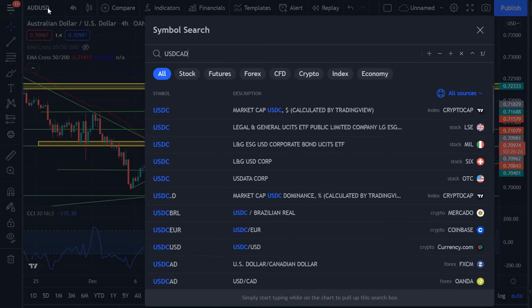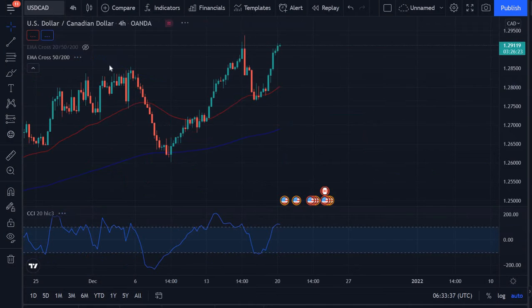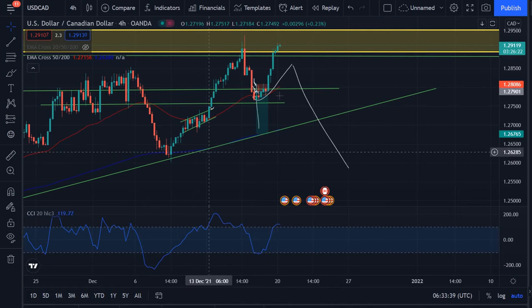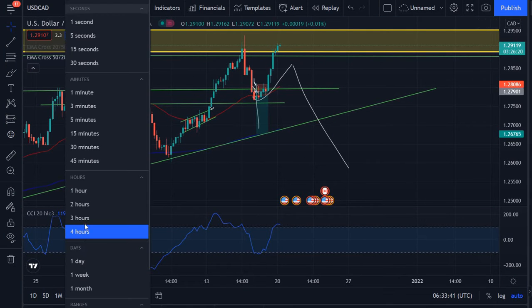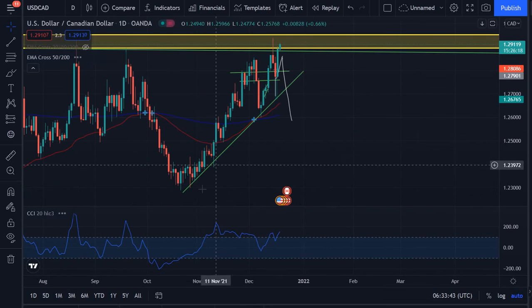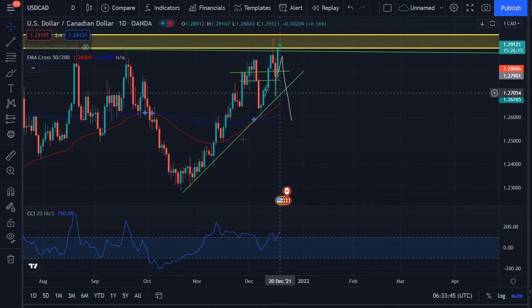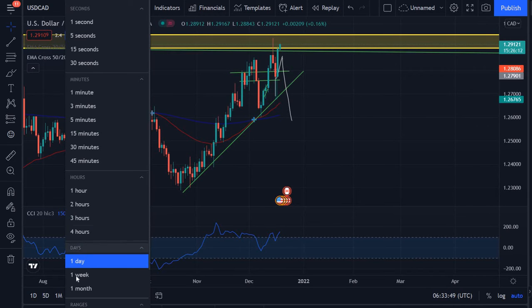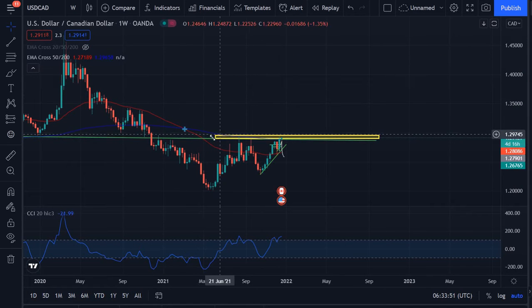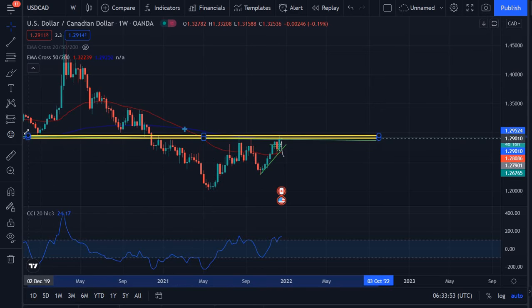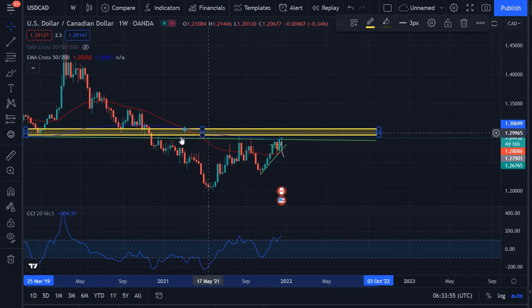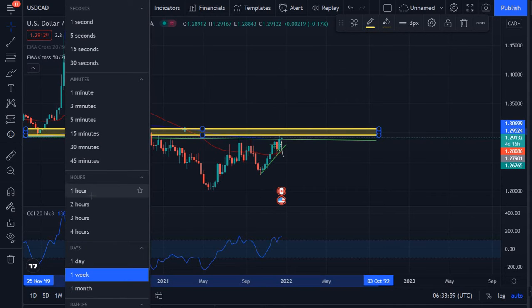So taking a look at USDCAD next. On the daily, we pretty much traded along this trend line to the upside, and now we're reaching the bigger resistance zone on the weekly, which is this area here, and it looks like we will still go a little bit further to the upside.